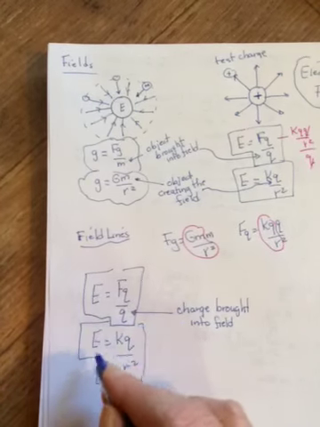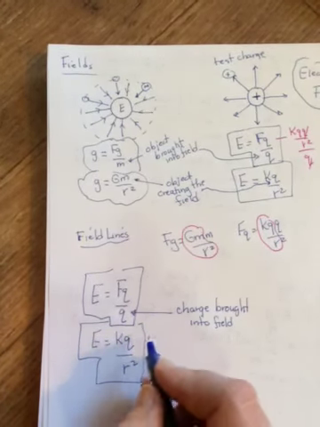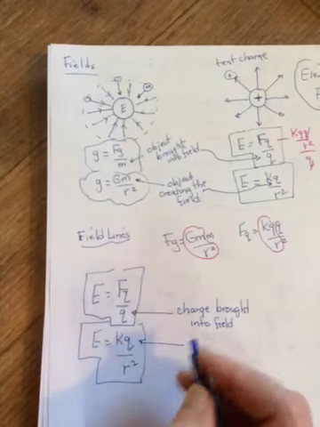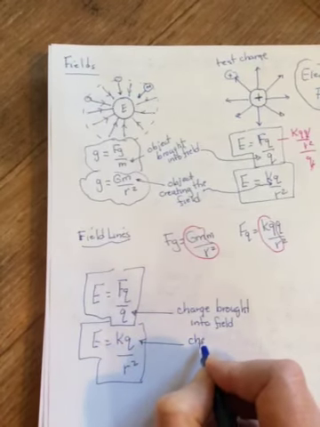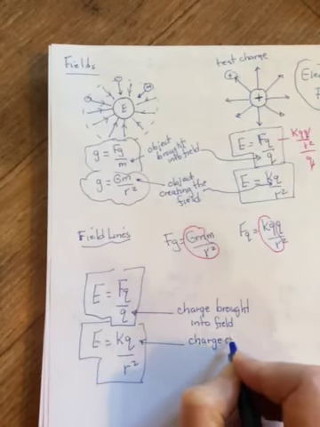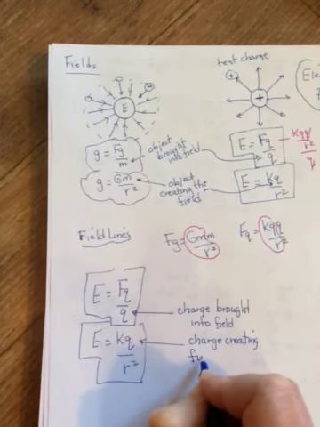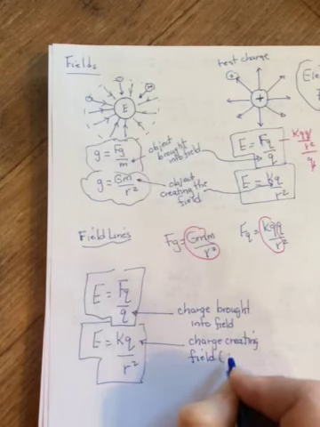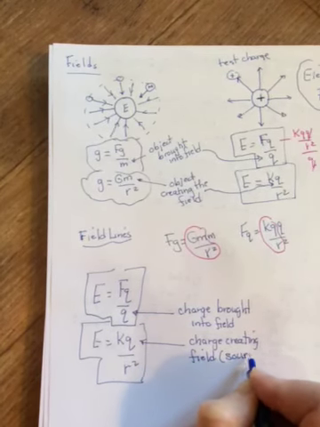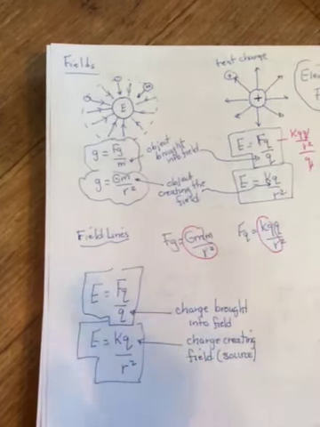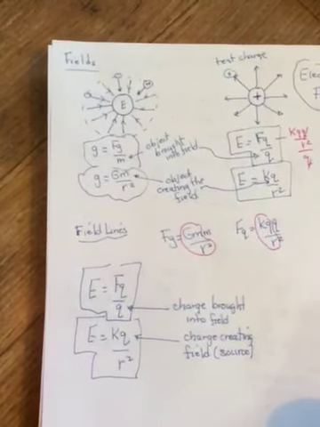And in the second equation, E equals kQ over r squared, the Q on the top is the charge creating the field. We often call this charge that's creating the field the source of the field, just like the Earth is the source of our gravitational field.